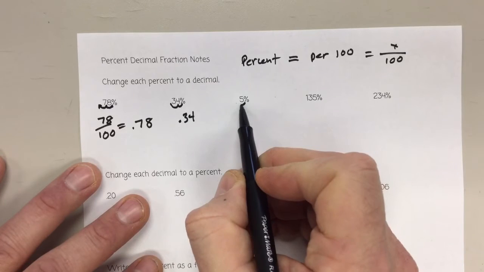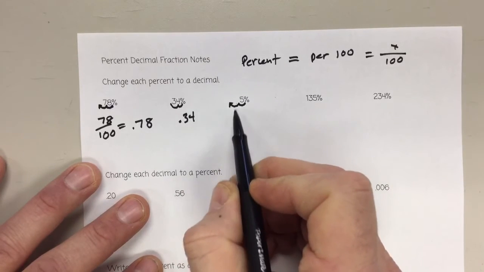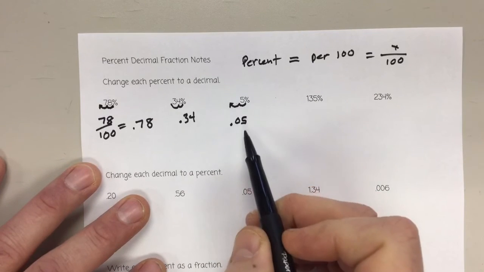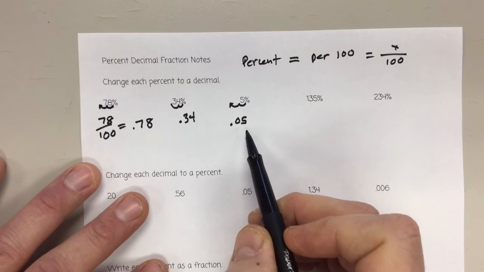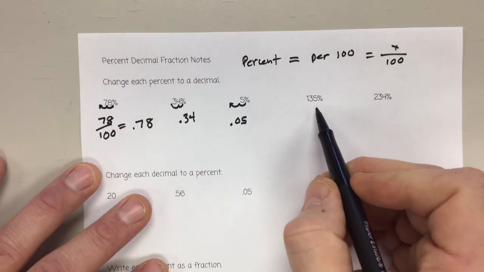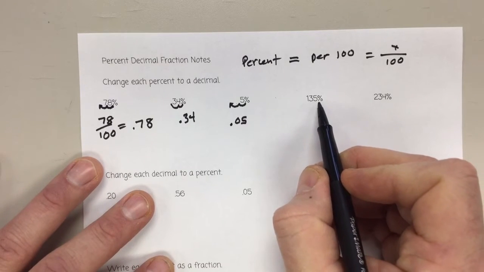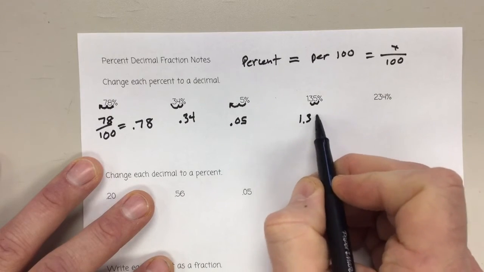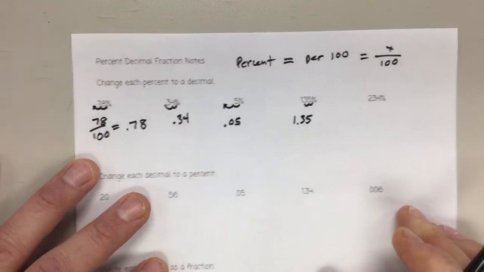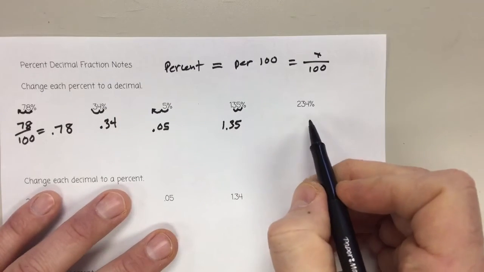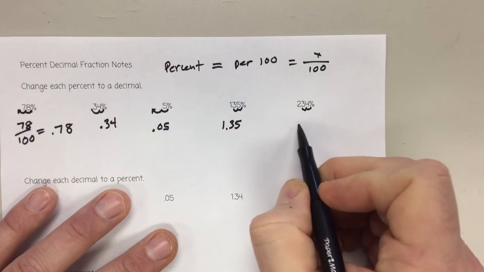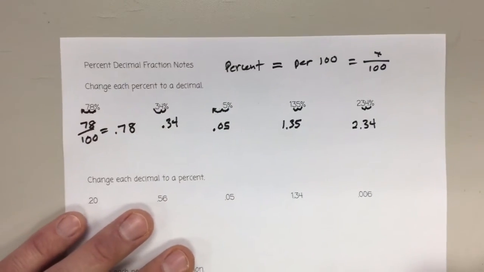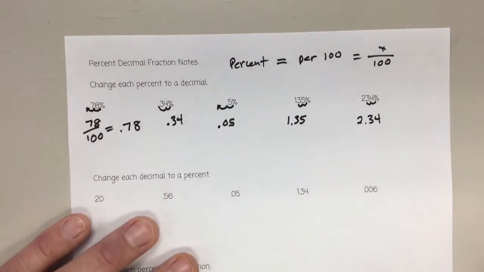5% as a decimal, if I move it 2 places to the left, I have a blank space that gets filled in with a 0. So 5% is really 0.05. 135%, if I move the decimal 2 places to the left, ends up between the 1 and the 3, so it's 1.35. And 234%, if I move the decimal 2 places to the left, gives me 2.34. So moving from a percent to a decimal is very easy.